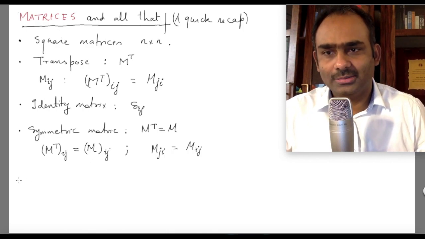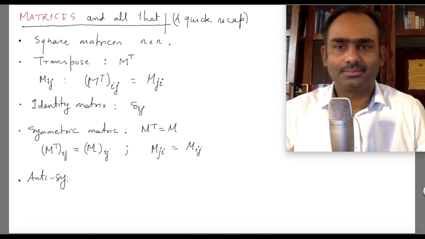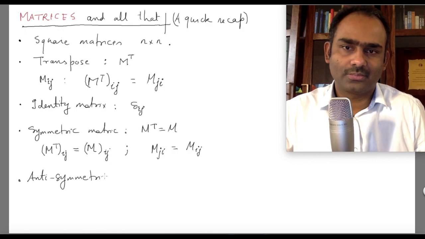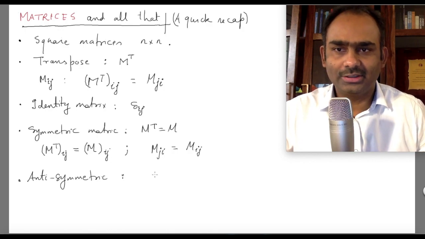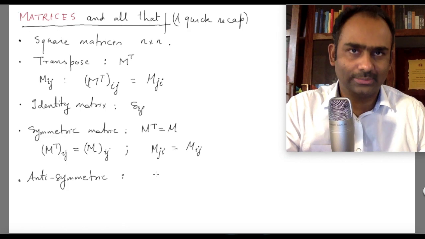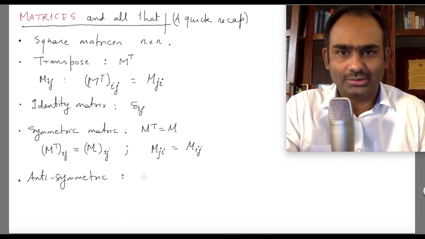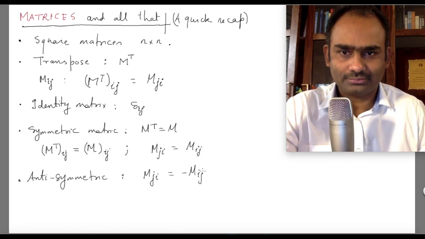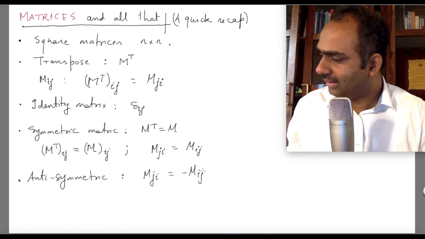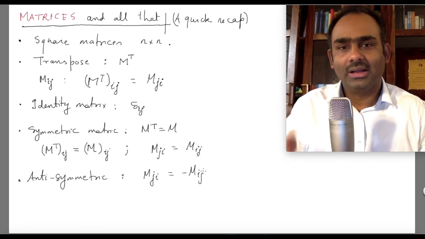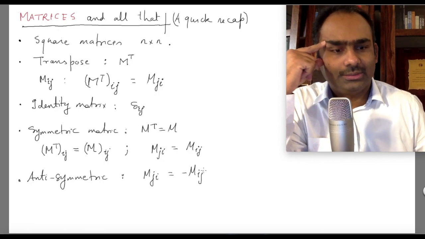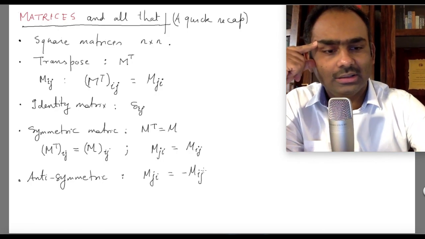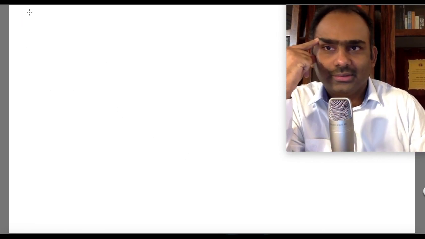Let's look at an anti-symmetric matrix. If you look at an anti-symmetric matrix, when you transpose, you get a minus sign. Okay. So you should have Mji equals minus Mij. That's good. Now, that's easy. Let's go to the next.